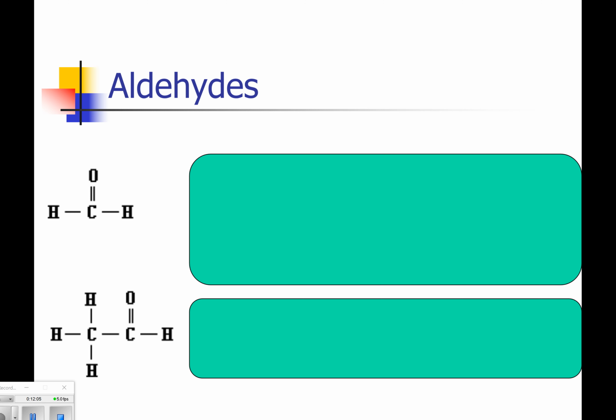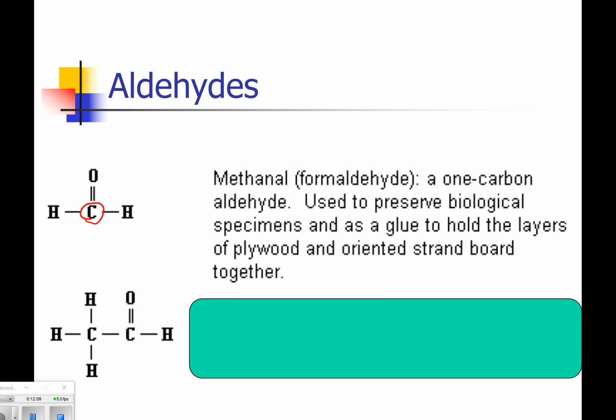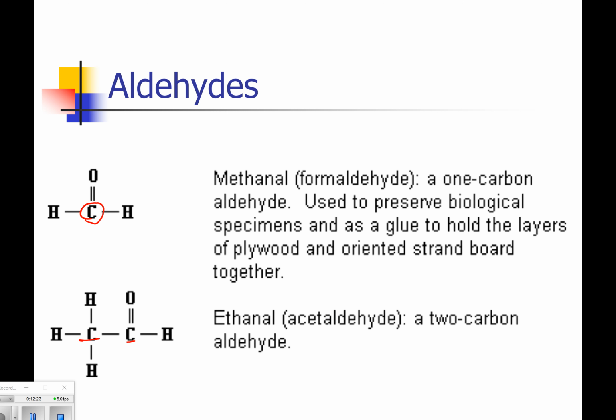Again, feel free to pause this and try and name these. We have a 1-carbon aldehyde, which would be methanal, otherwise known as formaldehyde, used to preserve biological specimens, tends to not smell the greatest. A 2-carbon aldehyde, using our rules from before, this would be ethanal, which is a 2-carbon aldehyde.